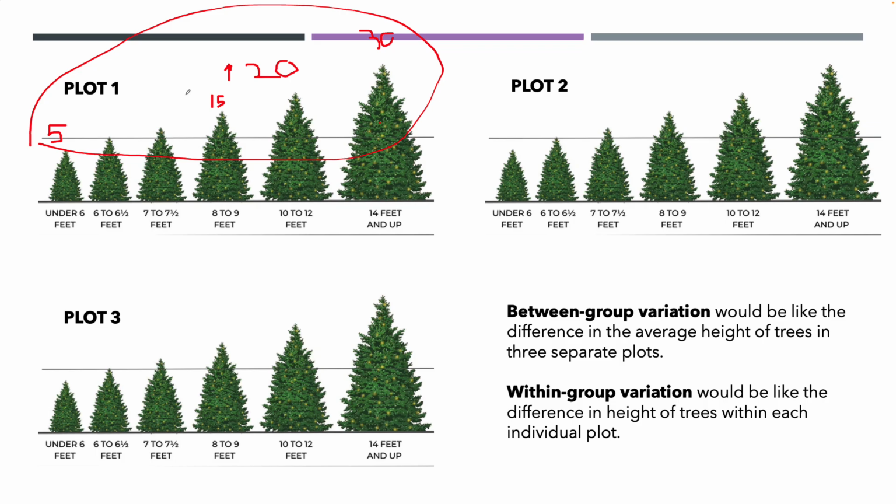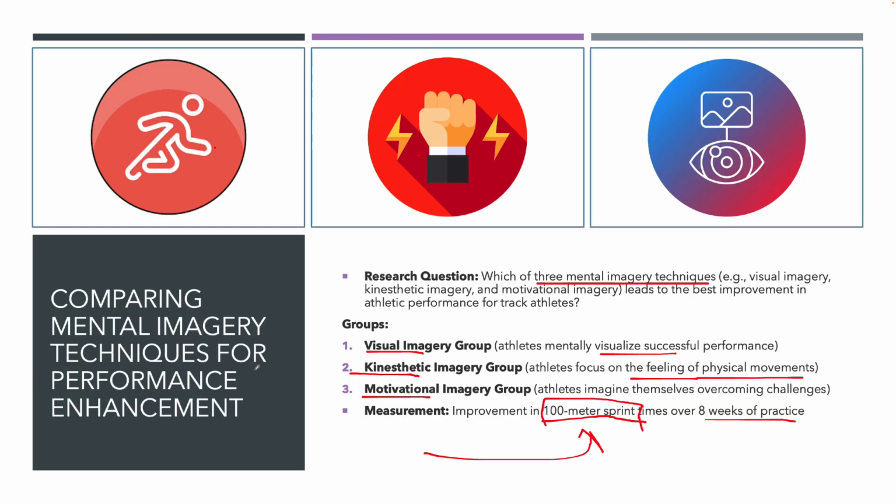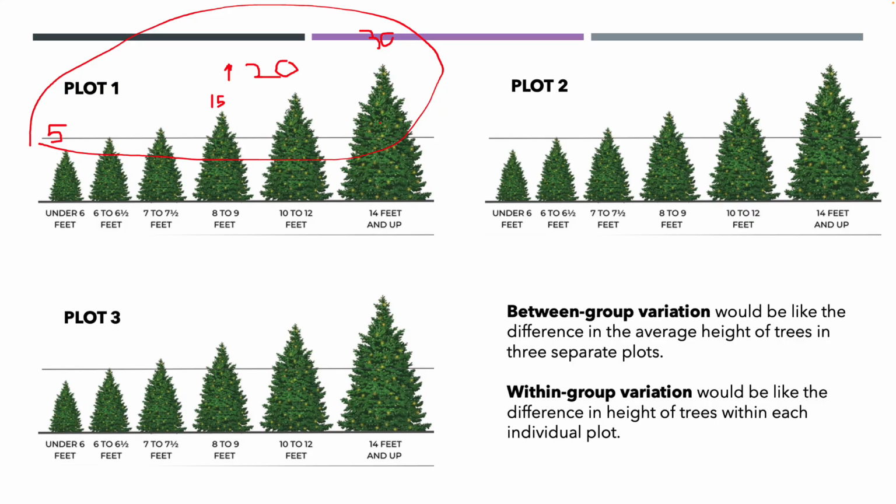So we have, what did I say? I said visual, kinesthetic, and motivational. So we have visual, kinesthetic, and motivational. 3 different types of imagery to see which one improves my sprints.